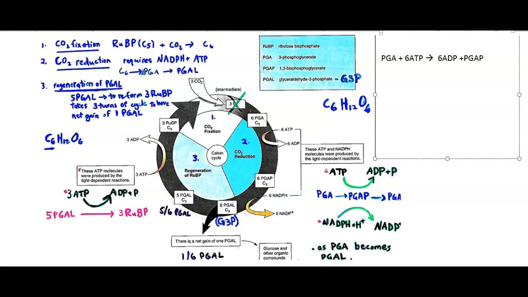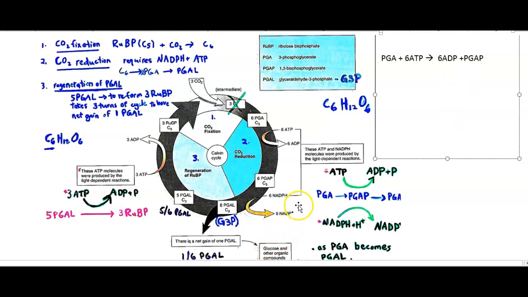See that? A phosphate left the ATP, which had 3 phosphates, and went on to the PGA. Now we have PGAP, so PGA with a phosphate. Does everybody see that?